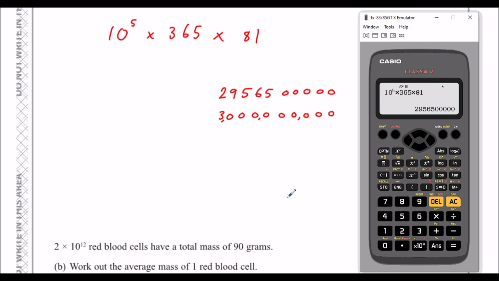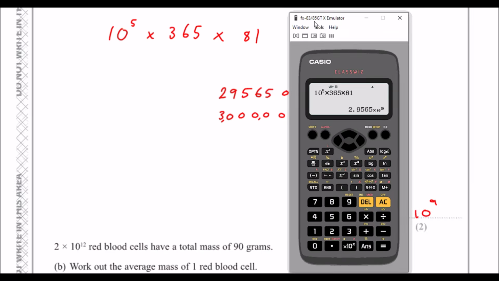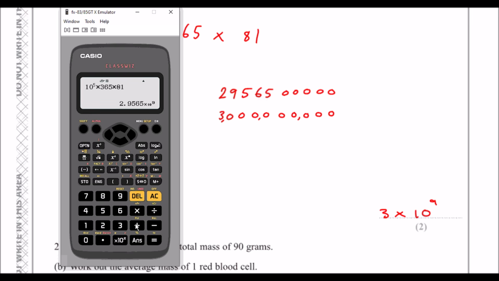A calculator won't do a conversion into standard form for us. There is this ENG button, which actually will do it. So it only does it, I think, in multiples of 3, but it will actually give us 2.9565 times 10 to the power of 9. So that did convert it into standard form for us. What we could also do to check is if we did write in 3 times 10 to the power of 9, it would convert it back and we could count the zeros and check that we've got the right number.